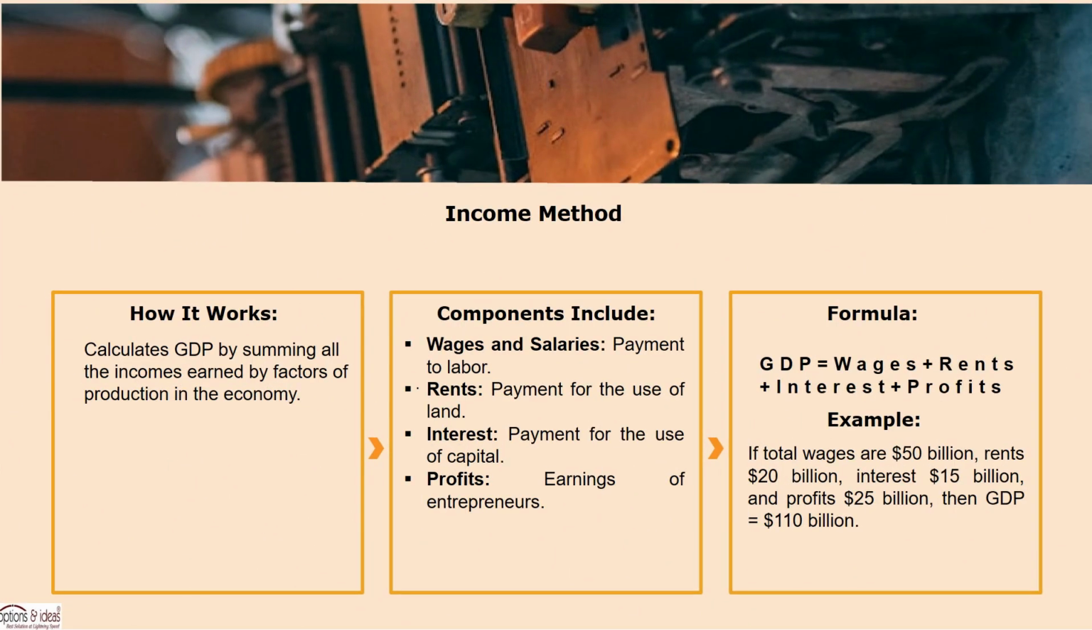Income method. How it works: calculates GDP by summing all the incomes earned by factors of production in the economy. Components include wages and salaries, payment to labor; rents, payment for the use of land; interest, payment for the use of capital; profits, earnings of entrepreneurs. Formula and example.